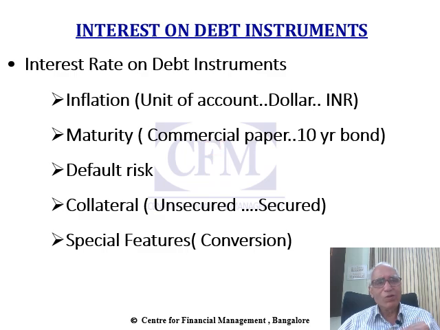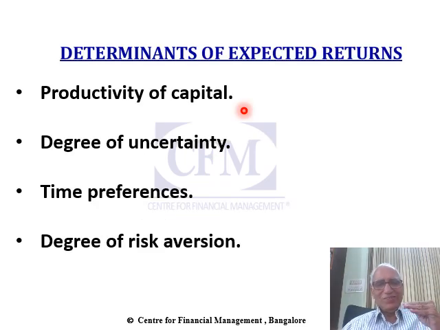tends to be lower. The key determinants of expected returns in an economy are productivity of capital, degree of uncertainty, time preferences, and degree of risk aversion. If capital is employed more productively, expected returns are higher. Expected returns in the US have been higher than the expected returns in Russia because capital is employed more productively in the US compared to Russia.